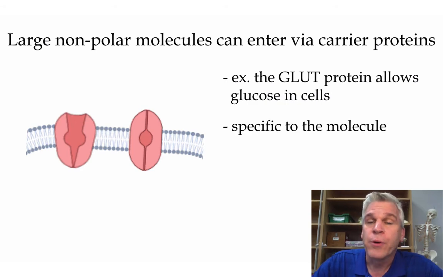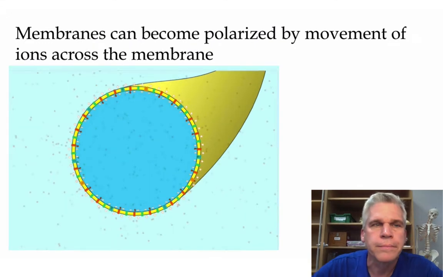These carrier proteins are specific to the molecule. So this GLUT protein will only allow glucose in. And this is how the cell can be selectively permeable. Nothing else can pass through that protein except for glucose.